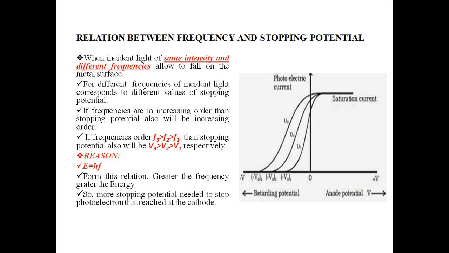So this is the basic reason why we require a high potential difference for a high frequency of light incident on the metal surface.